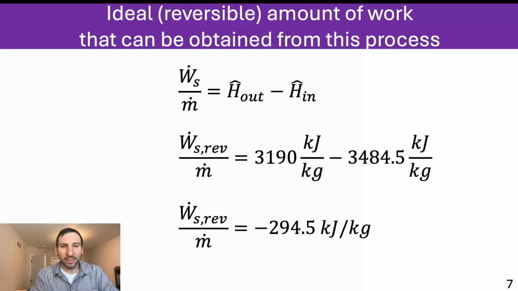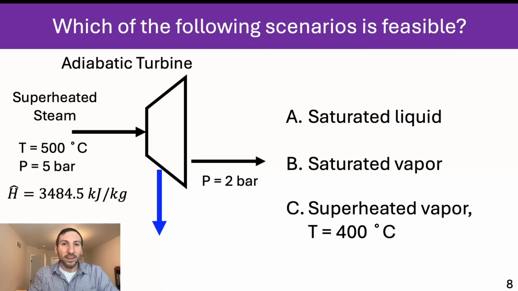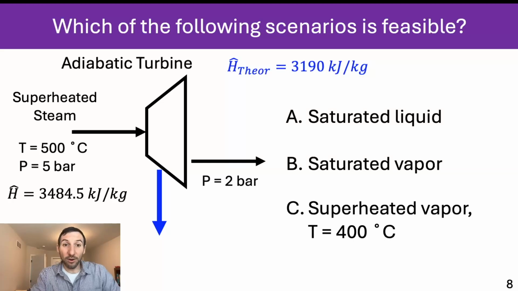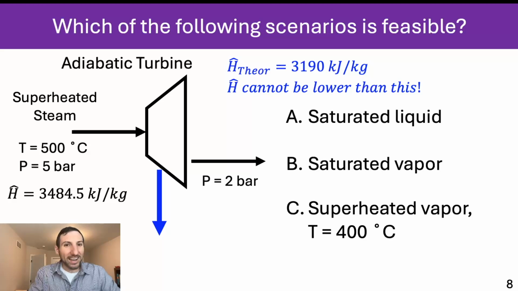Now that we know all this, we can go back and revisit our example problem. As a recap, our inlet enthalpy is almost 3,500 kilojoules per kilogram. We know that my theoretical enthalpy is 3,190 kilojoules per kilogram. And as a reminder, we cannot be lower than this theoretical enthalpy. If we go lower than that, it's physically impossible.